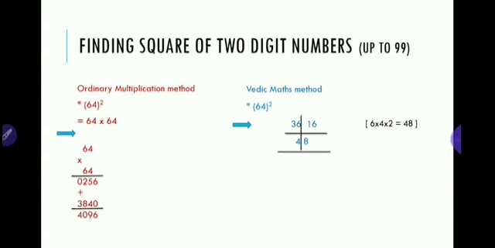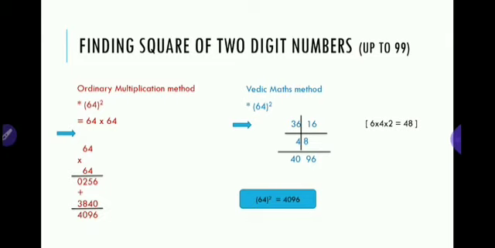So the next step is to add these values. Add such that 6 plus 0 is 6, 1 plus 8 is 9, 6 plus 4 is 10, so 0 and carry 1, and that carry will be added to the 3: 3 plus 1 is 4. So 4096 will be the square of 64. You may feel this is difficult, but once you understand the method, it will be very easy and very fast to calculate this in your mind also.